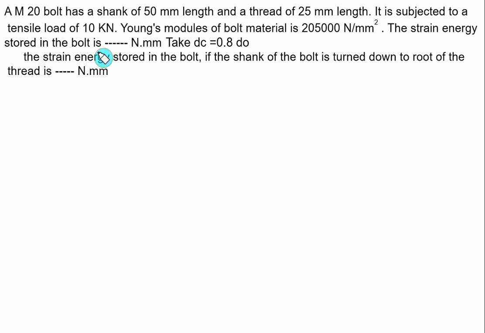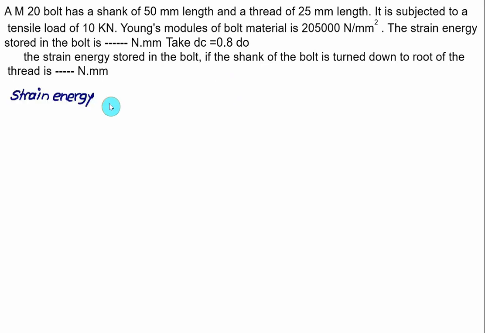Strain energy stored in the bolt you have to find out considering both, that is the threaded part as well as the unthreaded part. And we have given here the value of dc is equal to 0.8 times of do. In the second part, the strain energy stored in the bolt if the shank of the bolt is turned down to the root thread diameter. So we have turned the shank and we have made the diameter of the shank equal to the root diameter. Then again you have to find out the strain energy.